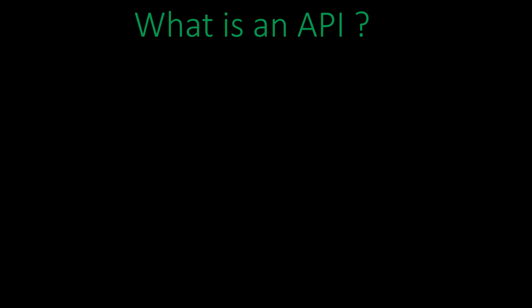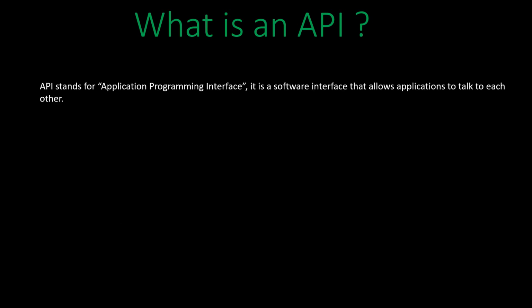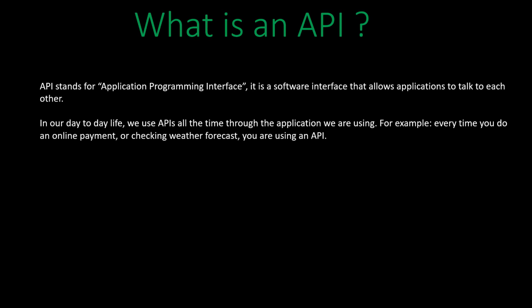So what is an API? API stands for Application Programming Interface. It is a software interface that allows applications to talk to each other. In our day-to-day life, we use APIs all the time through the applications we are using. For example, every time you do an online payment or check the weather forecast, you are using an API.